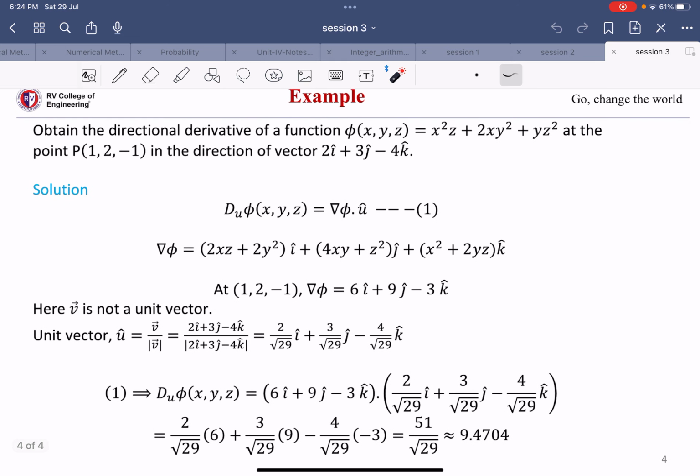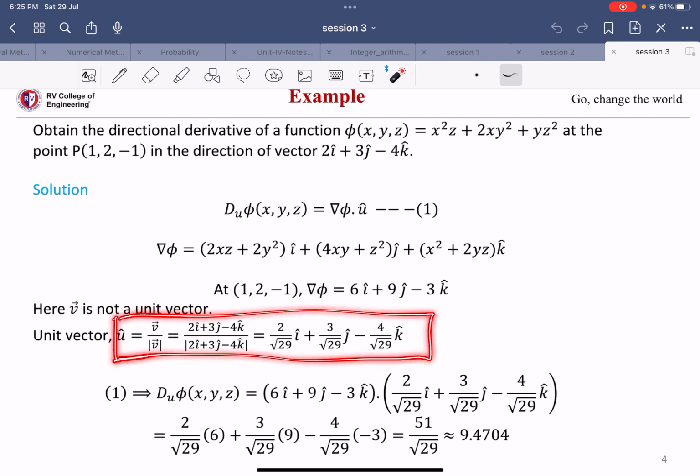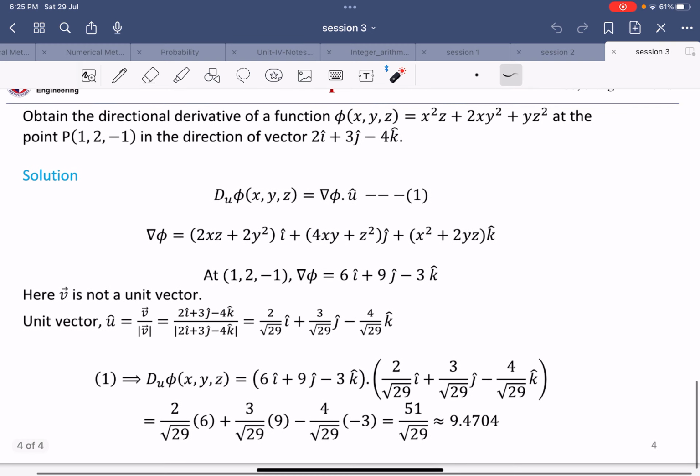In order to find the directional derivative in the direction of unit vector, it is gradient of phi dot u cap. But the given vector is not a unit vector. In order to find a unit vector, it is obtained by vector divided by its magnitude. So we obtain the unit vector by using the formula vector by its magnitude, and we get the unit vector as 2 by root 29 i cap plus 3 by root 29 j cap minus 4 by root 29 k cap.